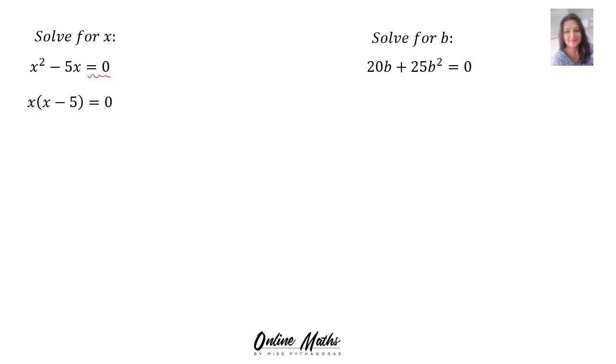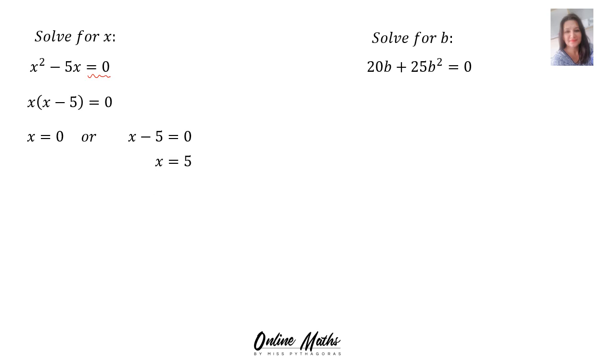And then when you take out x, you're left with x minus 5. And then you can say x is equal to 0 or x minus 5 is equal to 0. And x is equal to 5.